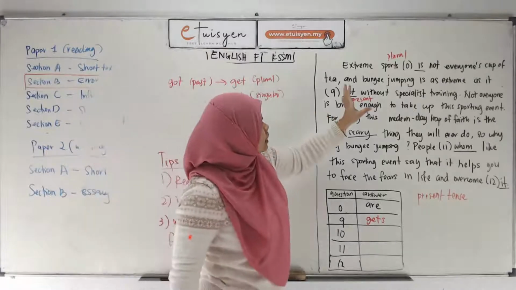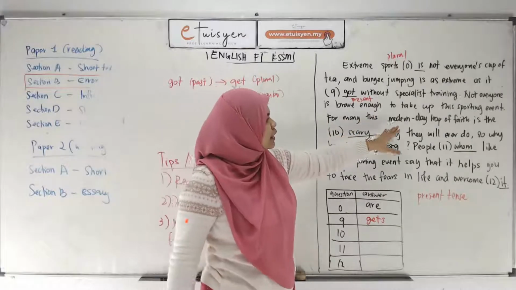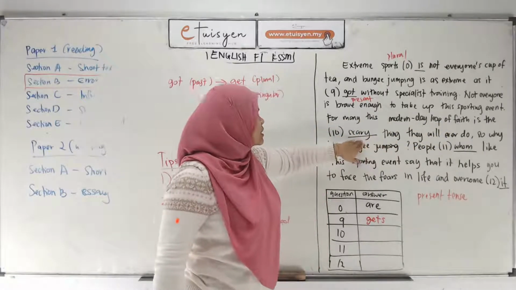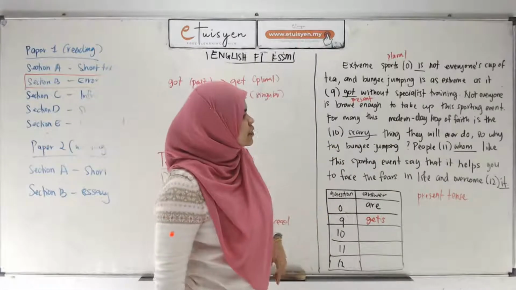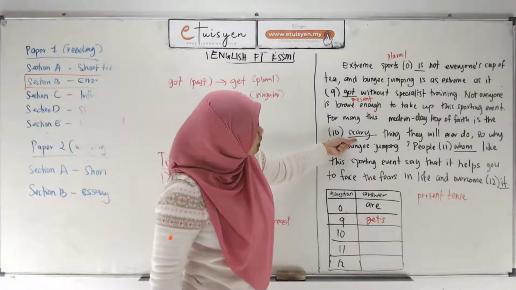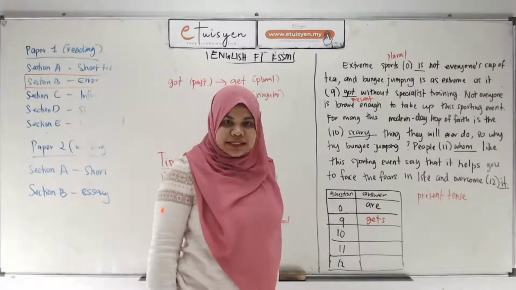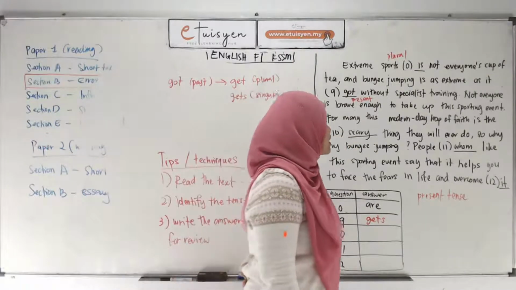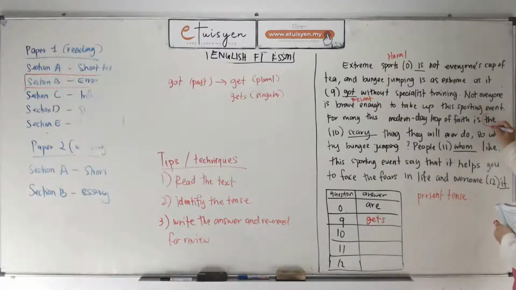Now, same again. Not everyone is brave enough to take up these sporting events. For many, this modern day leap of faith is the scary thing they will ever do. So scary. Here, scary is already correct because it's not past tense, it's present tense. But the thing is here, it's not a verb. Here it is an adjective. Now, look at here. There is the word the.